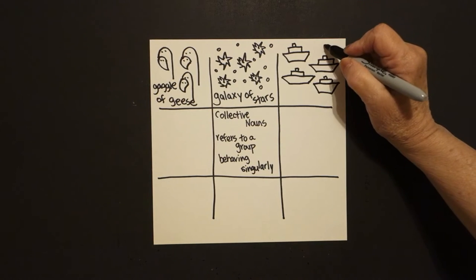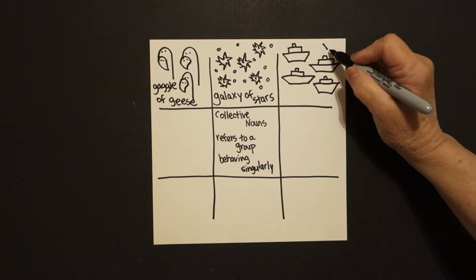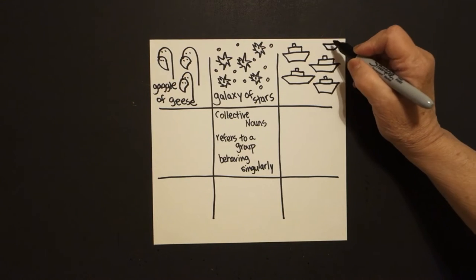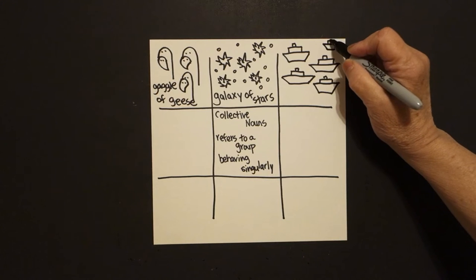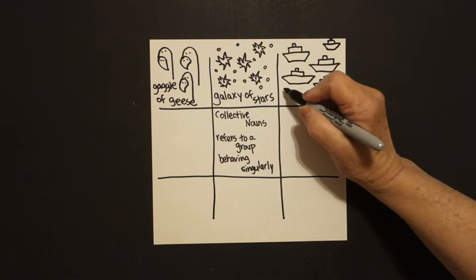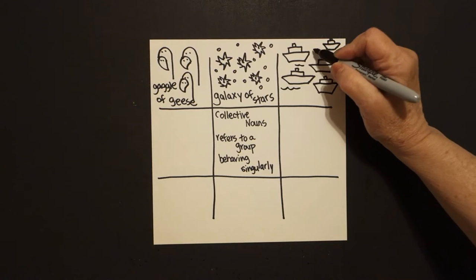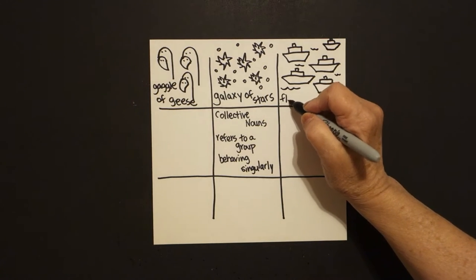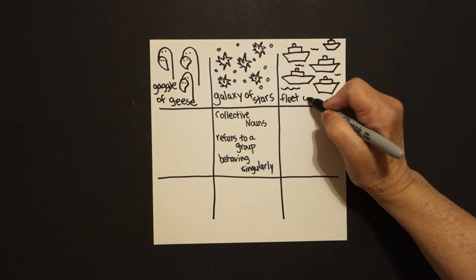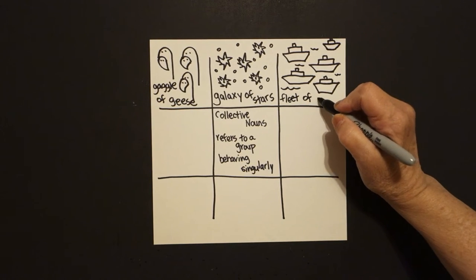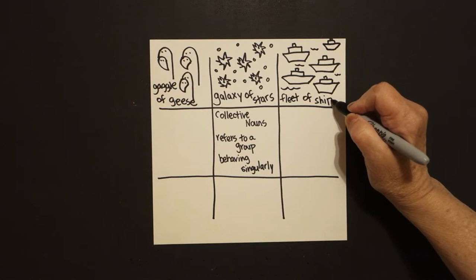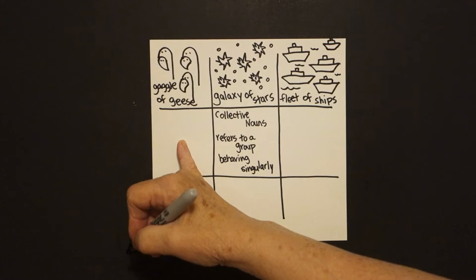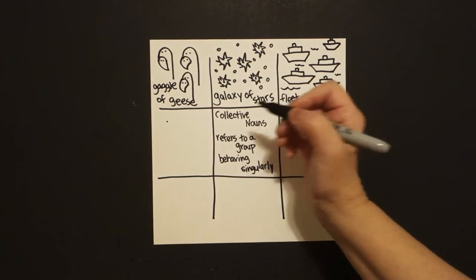I'm going to put a baby one up here. Straight diagonal, straight line, straight diagonal, straight line connect, little box, little box. In between, just put some little curved lines because this is a fleet of ships. A fleet of ships.